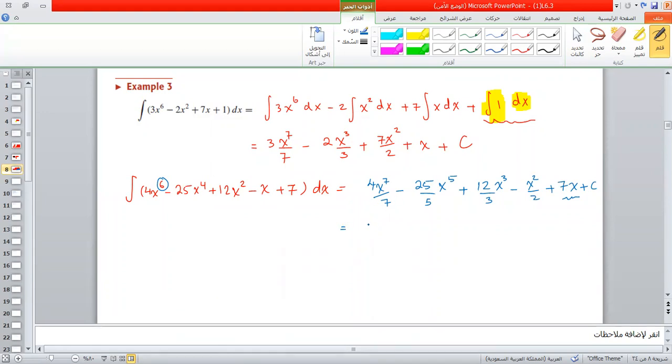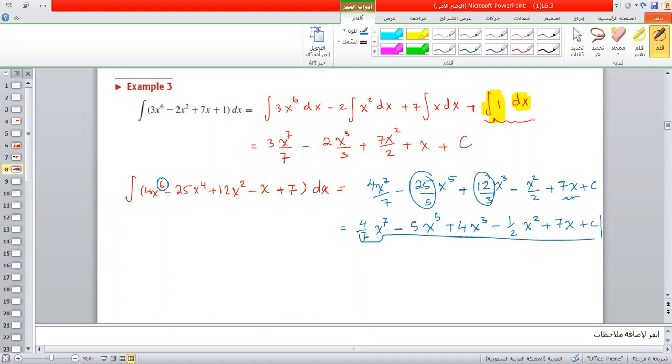25 over 5 is simplified. Yes, we can simplify 25 over 5. So we can also write it as 4 over 7 x to the power of 7, minus 5x to the power of 5, plus 4x cubed, minus 1 half x squared, plus 7x plus c. This is your final answer. Okay, guys, do you have any question till now? Easy, right?